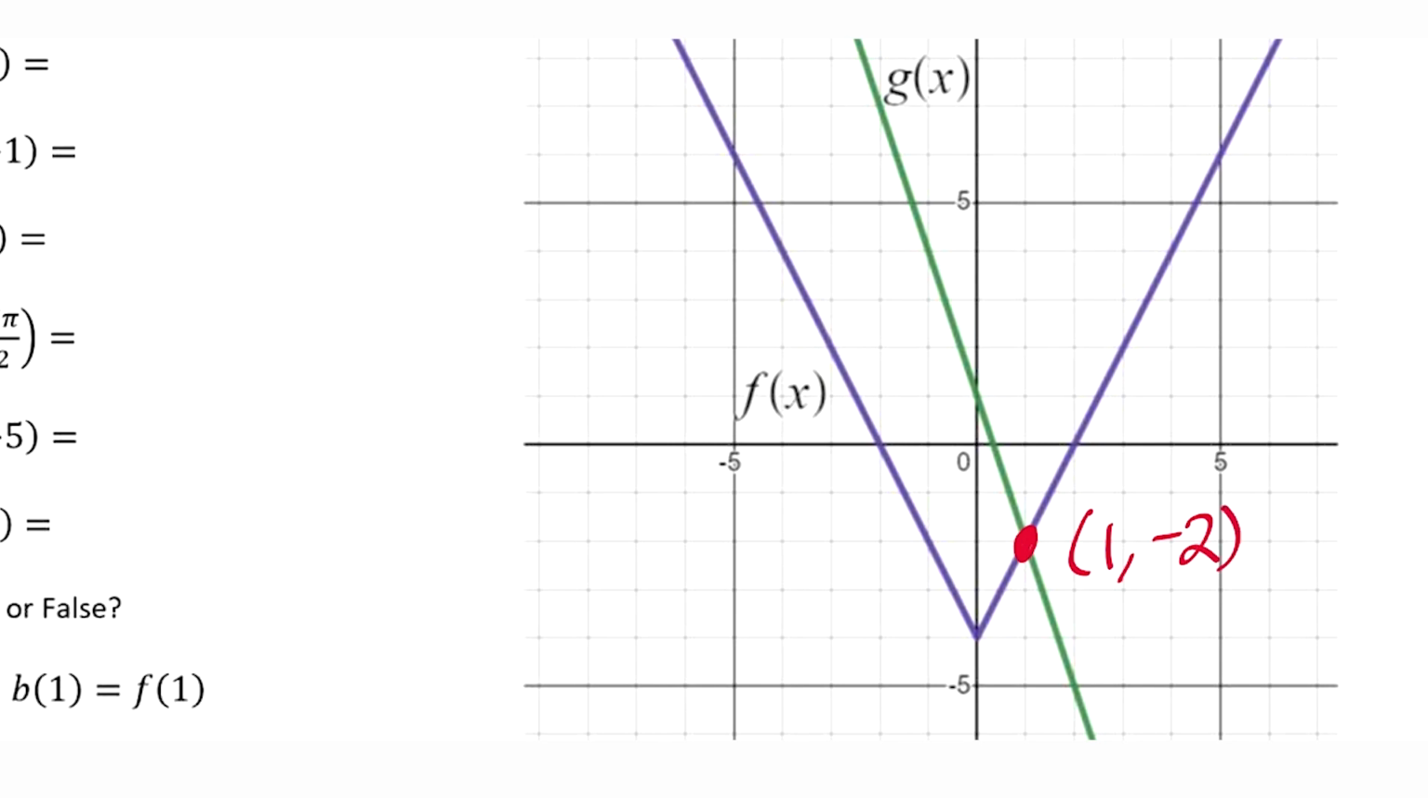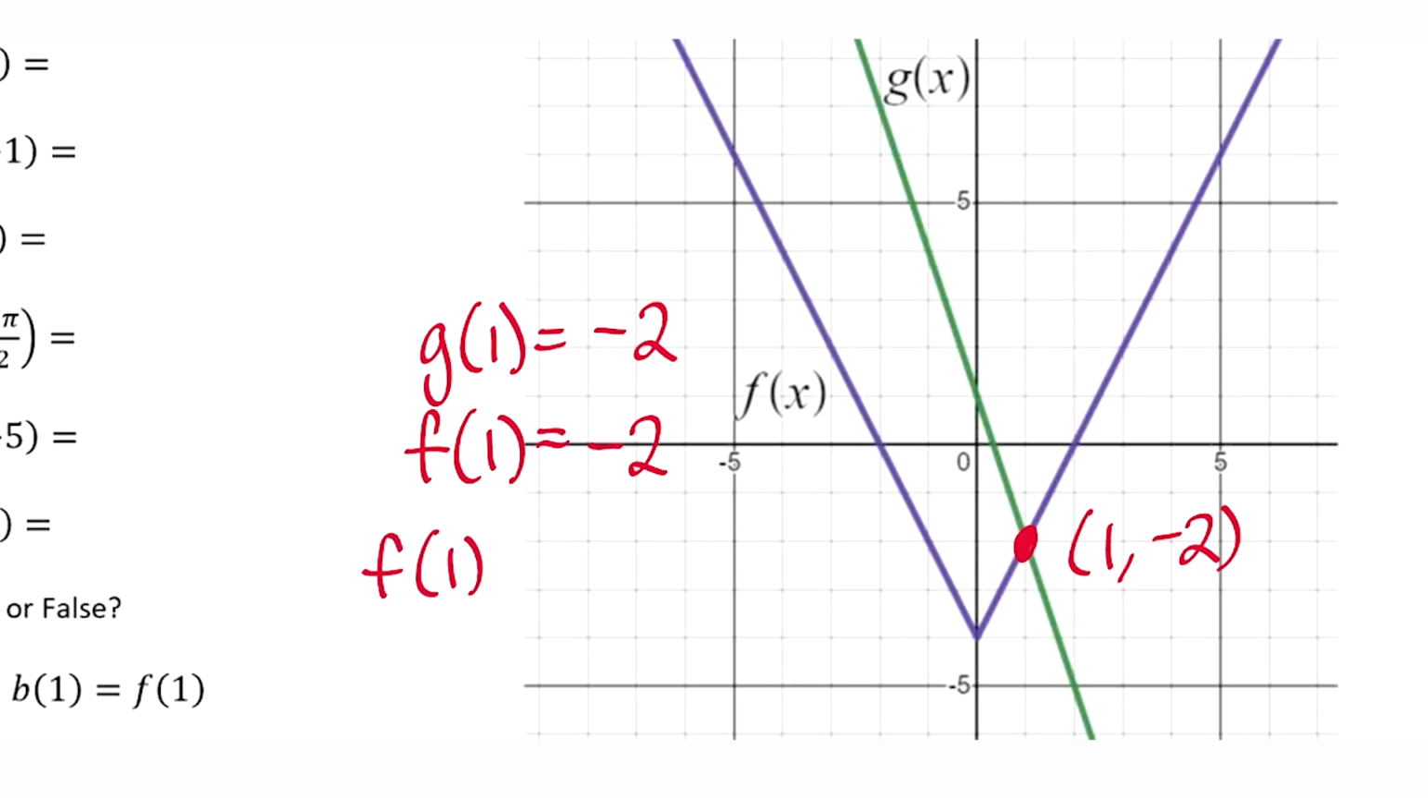And again, to help you make sense of what I'm trying to get to here, if I ask you, what is g of 1? Well, looking at that point on g, at 1, it has a value of -2. But similarly, if I said, okay, well, what's f of 1? Well, it's the same point, right? That point is also on the function f, so it actually has the same value, -2. So what I'm getting at is f of 1 equals g of 1, which is -2 for both.